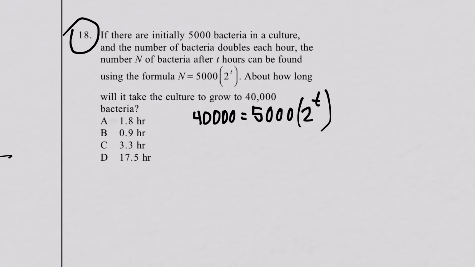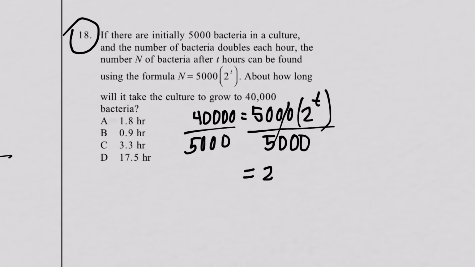To solve this equation, the first thing I'm going to do is divide by 5,000, right? You want your power, the 2 to the t power, to be all by itself with nothing else around it. So when I divide by 5,000, that cancels. So on this side, it's just 2 to the t power. On the left side, it's 40,000 divided by 5,000. What I can do is cross out a few of those zeros, 3 zeros, 3 zeros. So really it's just 40 divided by 5, which is 8.